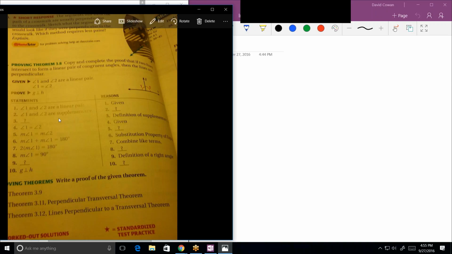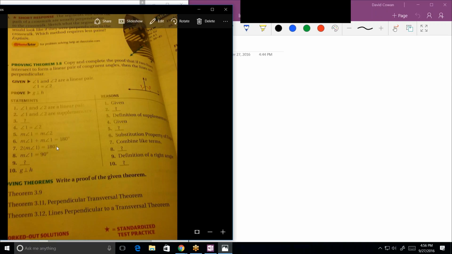Measurement of 1 plus the measure, no, excuse me. Statement 3 said the measurement of 1 plus the measurement of 2 was equal to 180. Well, statement 6 says the measurement of 1 plus the measurement of 1 equals 180, and that's due to the substitution property. In other words, statement 5 tells me the measurement of 1 is the same as the measurement of 2. Therefore, I can substitute the measurement of 1 for the measurement of 2 because of the substitution property.